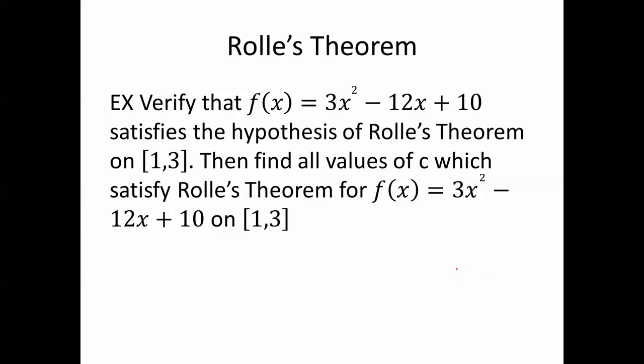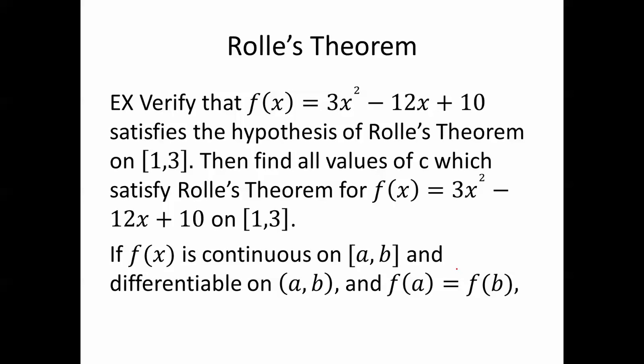Okay, for example, verify that f of x equals 3x squared minus 12x plus 10 satisfies the hypothesis of Rolle's theorem on the interval from 1 to 3. Then find all values of c which satisfy Rolle's theorem for f of x equals 3x squared minus 12x plus 10 on the interval from 1 to 3. So first let's verify that it satisfies the hypothesis. We're told that f of x is continuous on the interval, it's differentiable on the interval, and f of a equals f of b. F is equal at the endpoints.